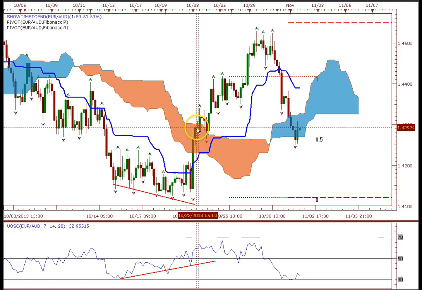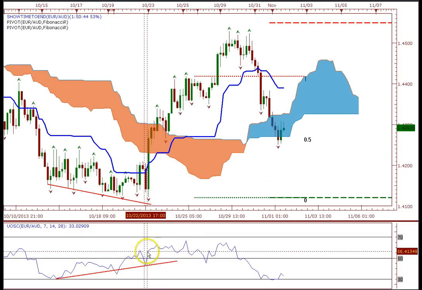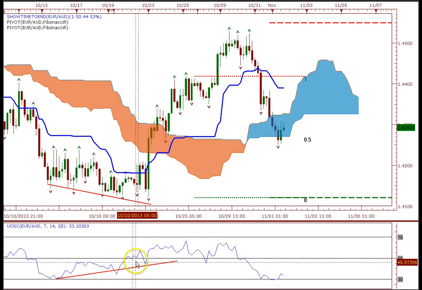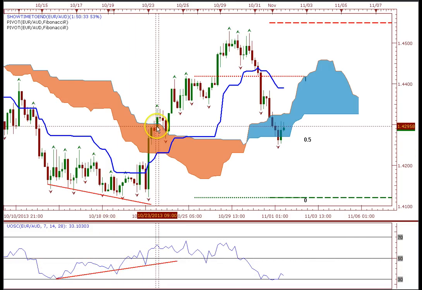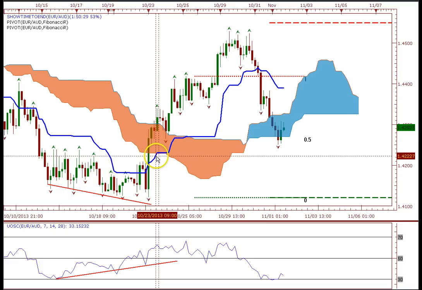Now when price broke this cloud right here, we could have said this was going to be a strong momentum trade because it's showing us price breaking above this negative 50, this 50 level here, and the momentum of the oscillator going upwards. So we break the cloud, we enter on this bar here, and then we have our stop loss a little below the Kijun-sen as usual.